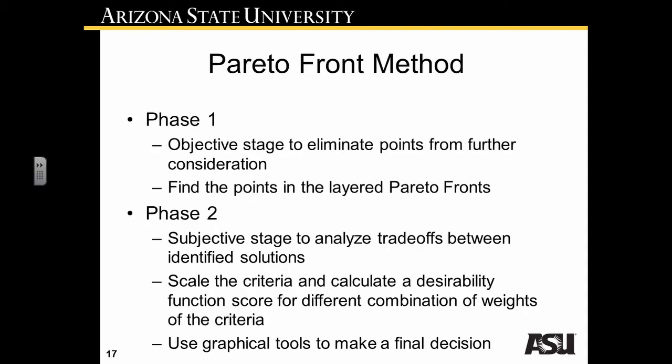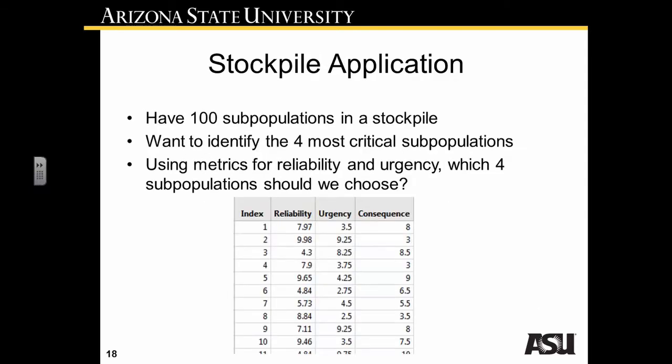Right, so let's take a look at the example that I mentioned before with the Stockpile application. This is simulated data, but the application is still actually a real example. Let's suppose that we have 100 subpopulations in our stockpile, and the managers need to identify the 4 most critical subpopulations. Now, I mentioned metrics for reliability, urgency, and consequence. For the purposes of illustration, let's suppose we just consider reliability and urgency. Which 4 subpopulations should we choose to provide resources to?